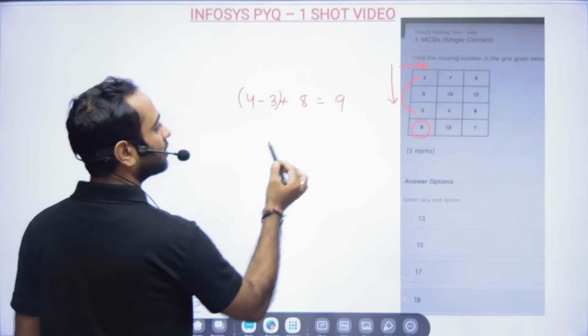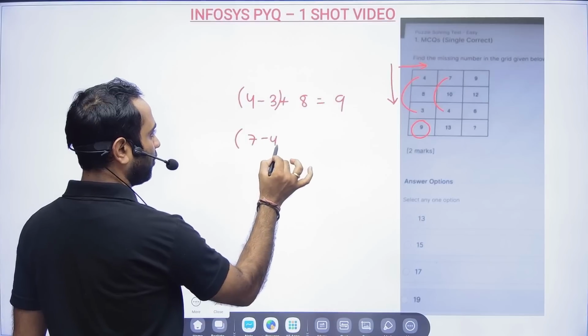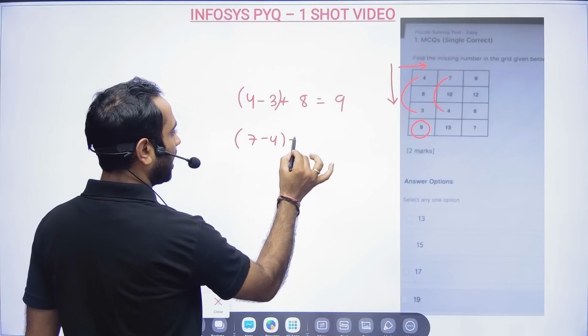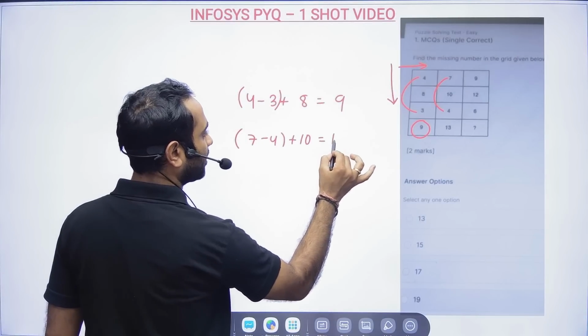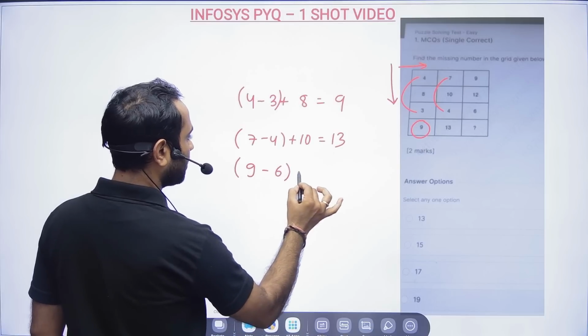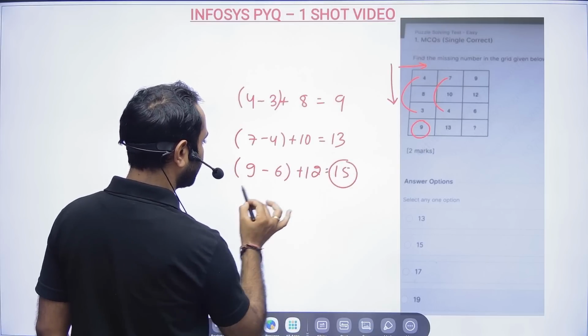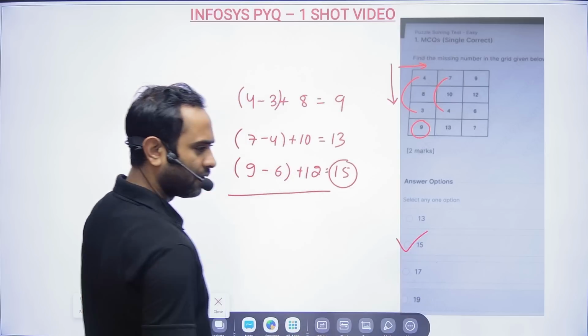Then here, 7 minus 4 is 3, and plus 10, that is 13. Then 9 minus 6 is 3, and plus 12, you will be getting 15. See, this is still a simple puzzle, right?